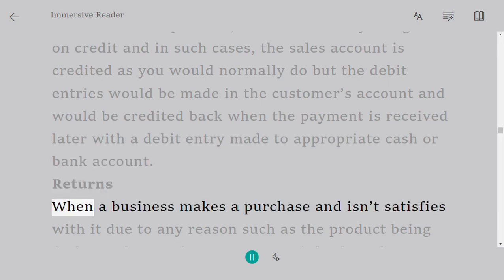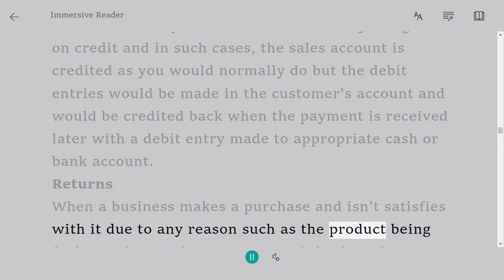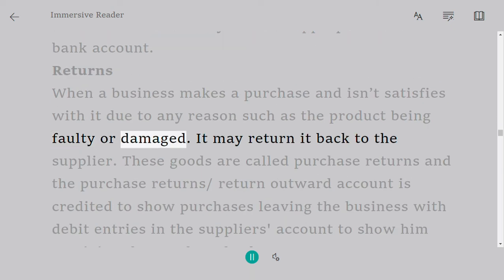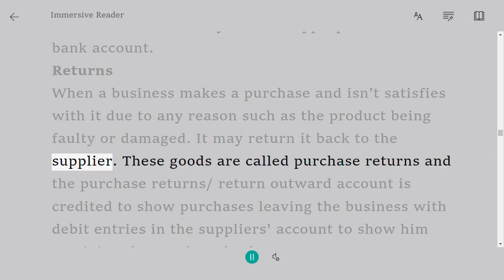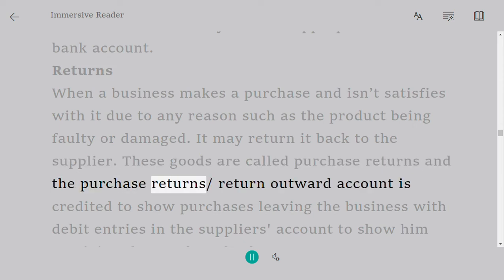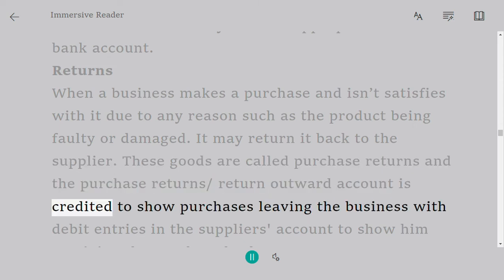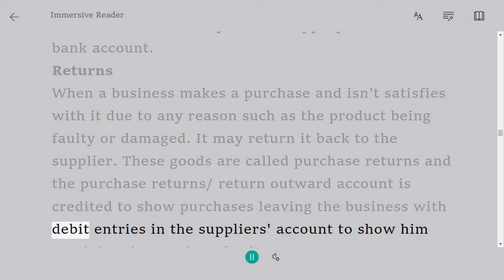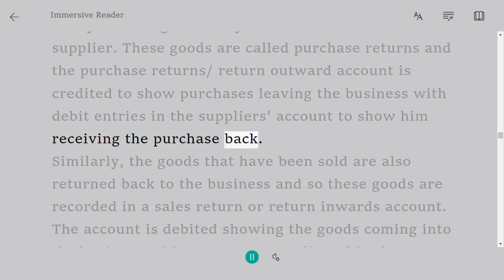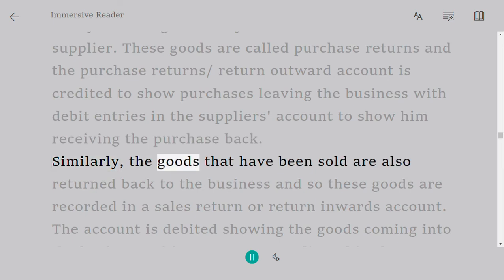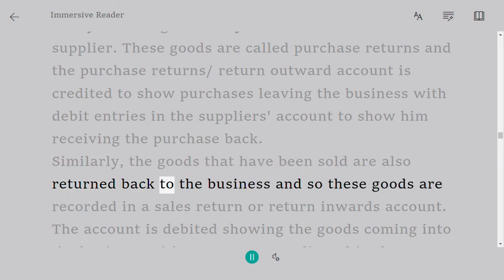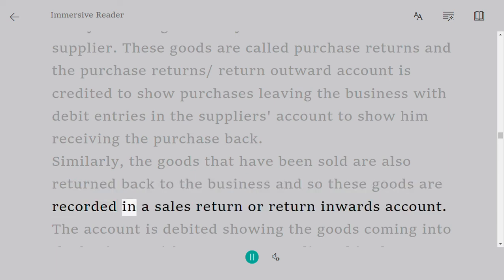Returns. When a business makes a purchase and isn't satisfied with it for any reason, such as the product being faulty or damaged, it may return it to the supplier. These goods are called purchase returns, and the purchase returns outward account is credited to show purchases leaving the business, with a debit entry in the supplier's account to show him receiving the purchase back. Similarly, goods that have been sold may also be returned to the business, and these goods are recorded in a sales return or returns inwards account.